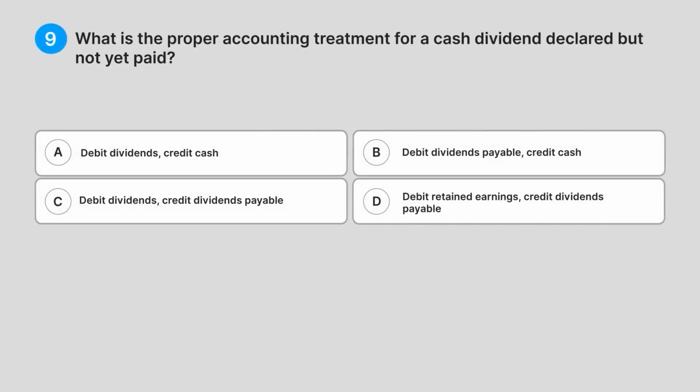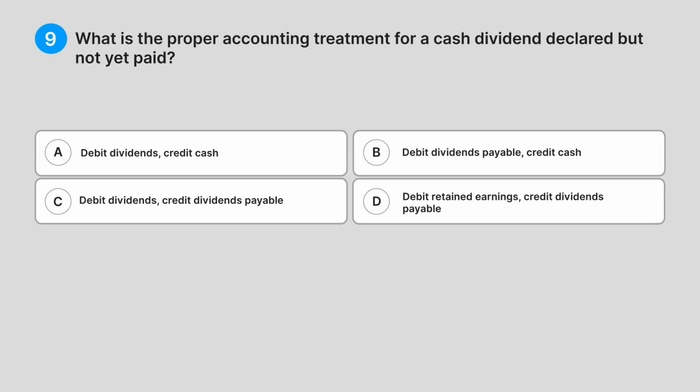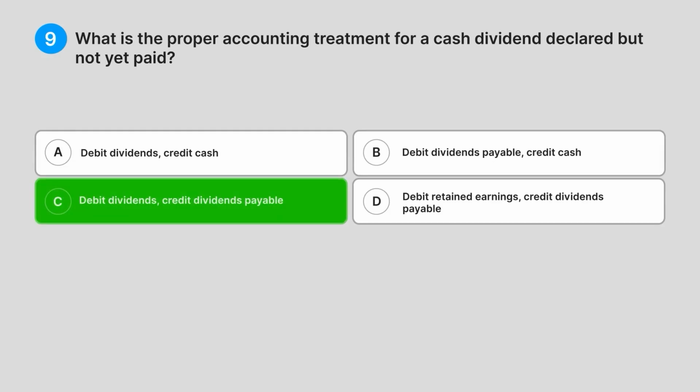9. What is the proper accounting treatment for a cash dividend declared but not yet paid? A. Debit dividends, credit cash. B. Debit dividends payable, credit cash. C. Debit dividends, credit dividends payable. D. Debit retained earnings, credit dividends payable. What do you think is the answer? Correct answer C. Debit dividends, credit dividends payable.